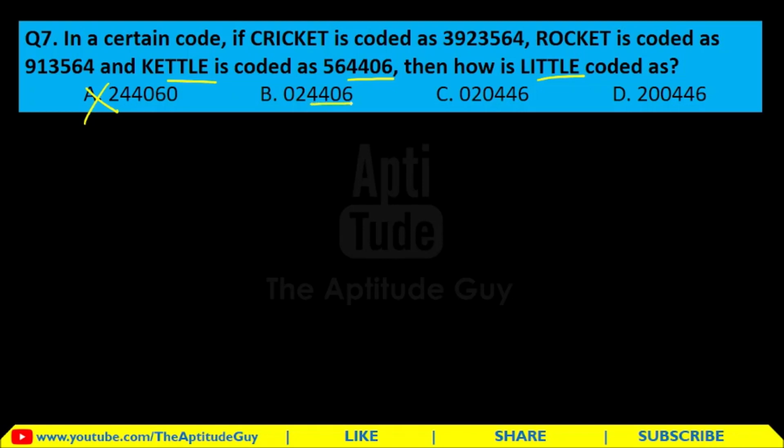Now this one is 4406, may be correct. This one is 0446. This one is also wrong. 0446 again wrong. So the only option which has 4406 is option B. So that is the correct answer. That's it. We didn't even need to care about cricket or rocket and all that. You can figure out every single letter and every single digit, but the point is that you don't need to do that. That is the whole point of having options, so that you can eliminate the wrong options and get to the correct answer quicker.